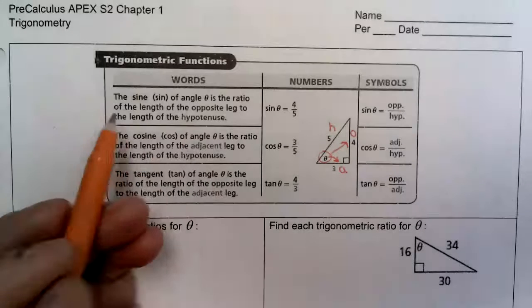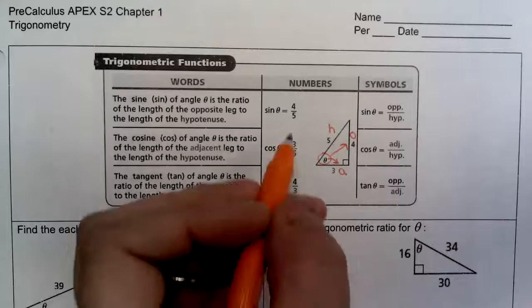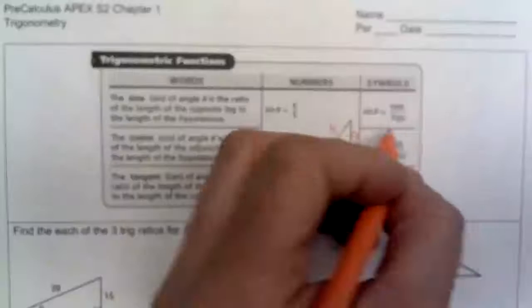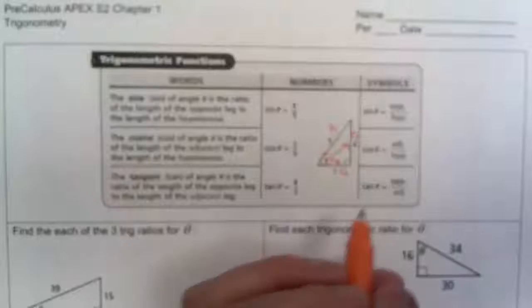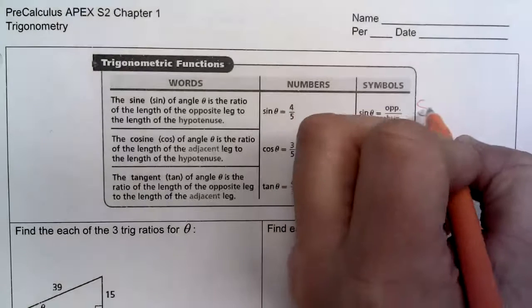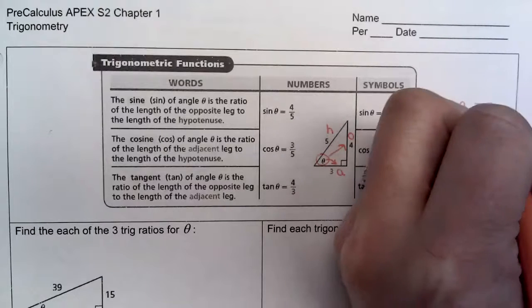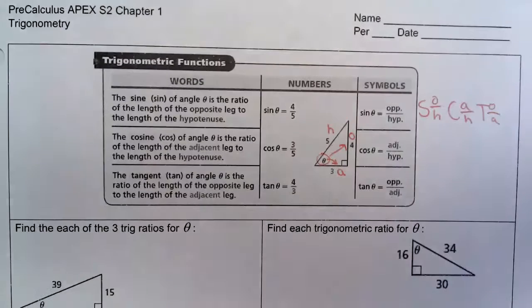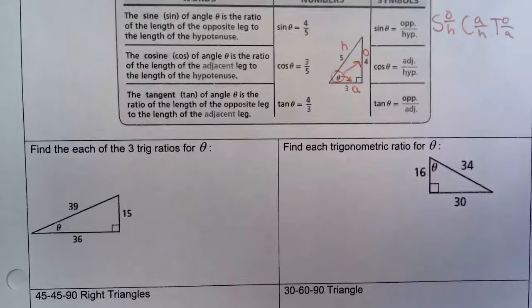So the three main trig functions that we have are sine, cosine, and tangent. So sine is opposite over hypotenuse, cosine is adjacent over hypotenuse, and tangent is opposite over adjacent. And remember, we can write that as SOHCAHTOA to remember it. All right, so let's go on ahead and take a look at using these.